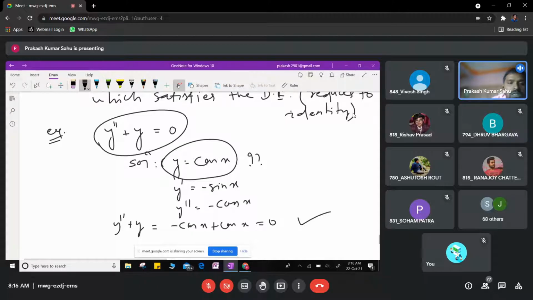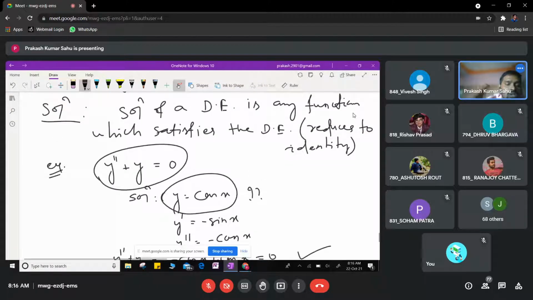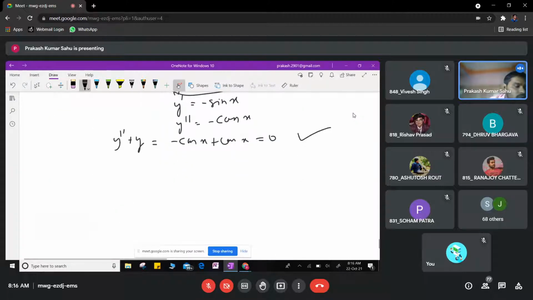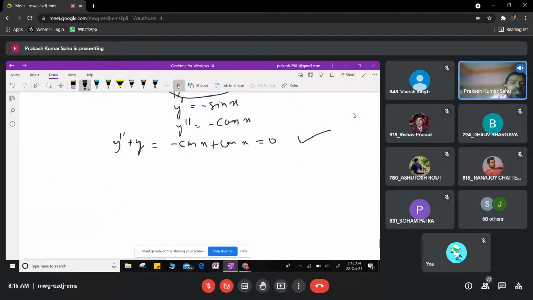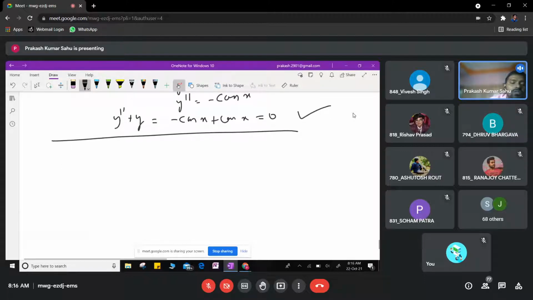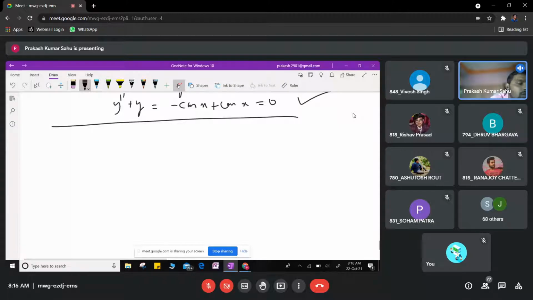Understood or not? The definition says the same thing. The solution of a differential equation is any function that satisfies the differential equation. But the solutions are of different types. So let us see. First we say explicit solution and implicit solution.